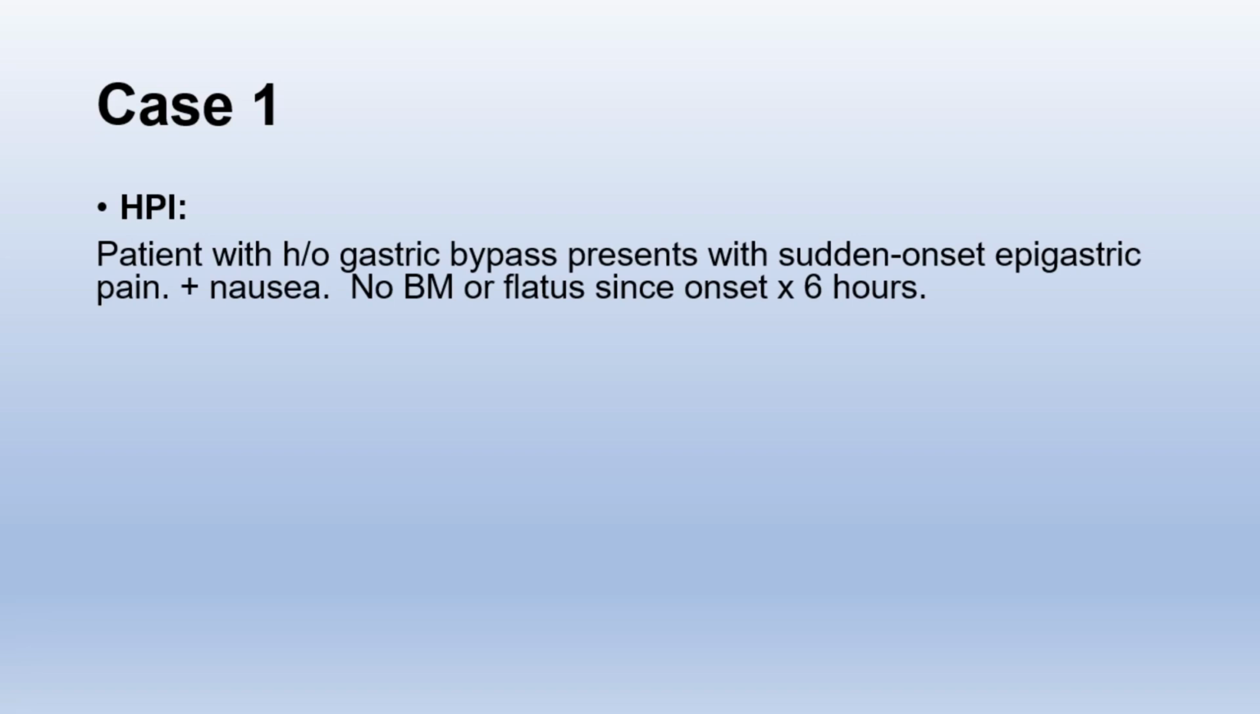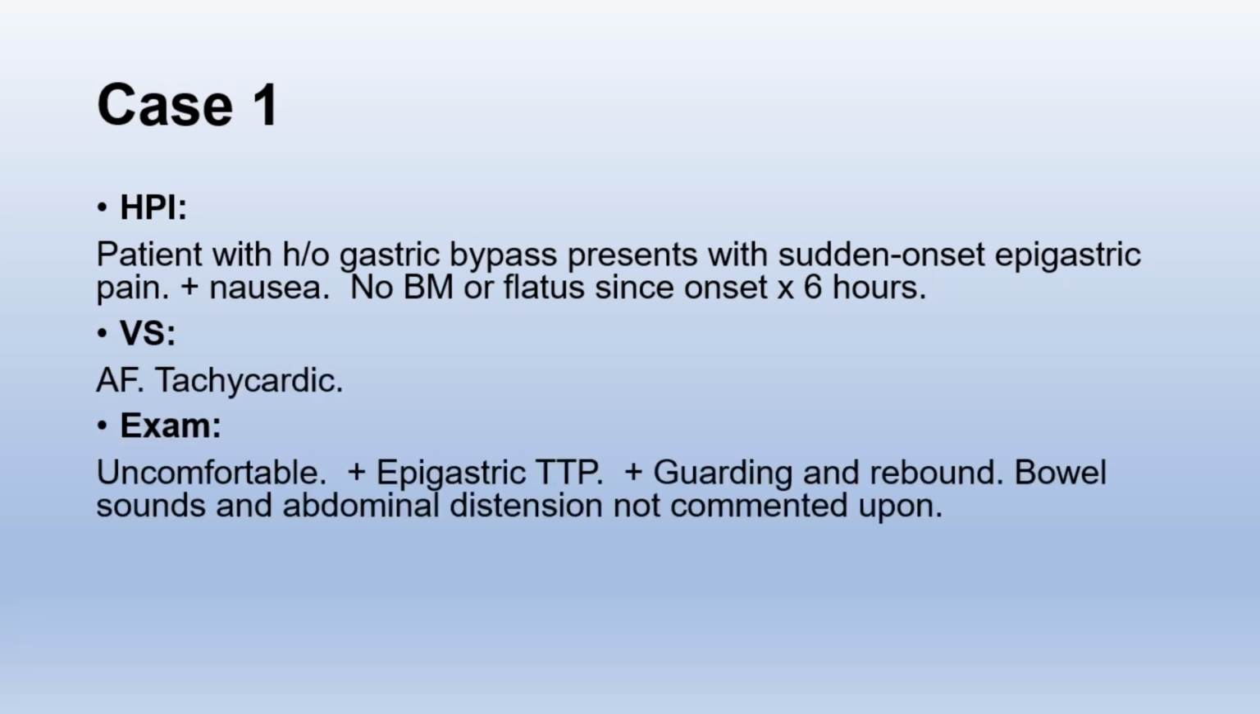Okay, so case number 1. Here we go. Here's the history that you elicit. Here are the vital signs. Here's your physical exam findings. Here's the labs. So if we look at this, we can think of our clinical exam the same way we think of our POCUS findings in terms of diagnosis and prognosis.